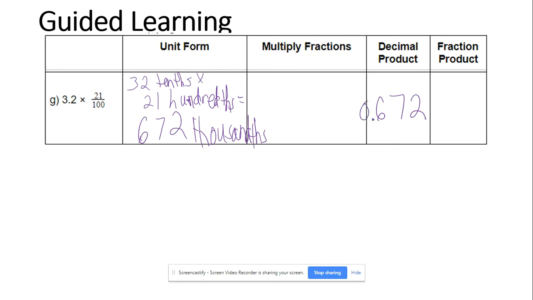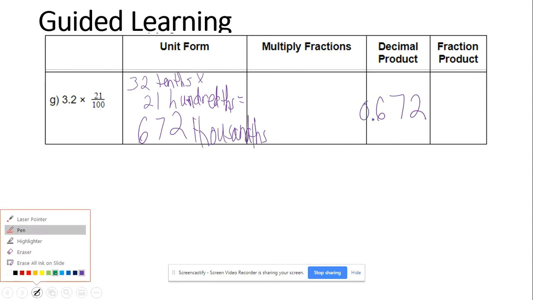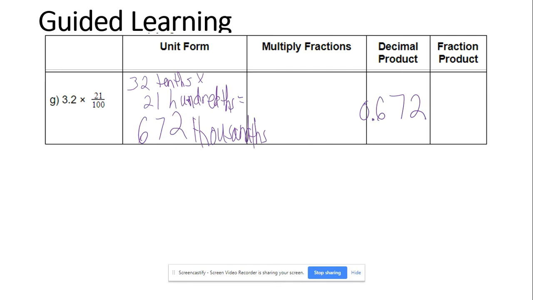All right, I'm going to change colors. Multiplying fractions. 32 tenths can be written as 32 over 10. 21 hundredths can be written as 21 over 100. 32 times 21, we already said, is 672. 10 times 100 is 1,000. So 0 and 672 thousandths is the same as 672 over 1,000.